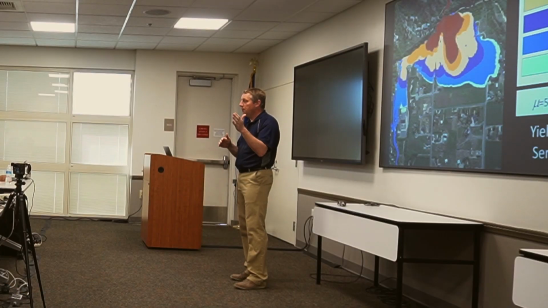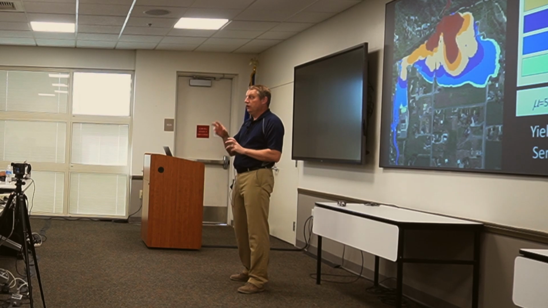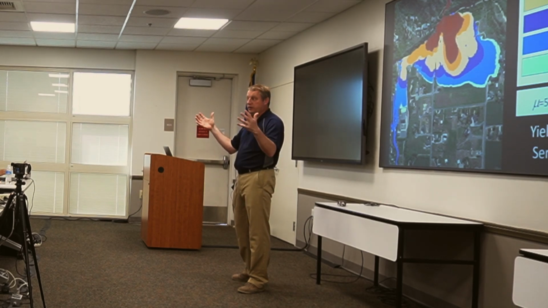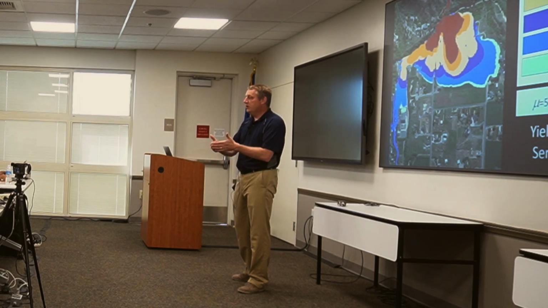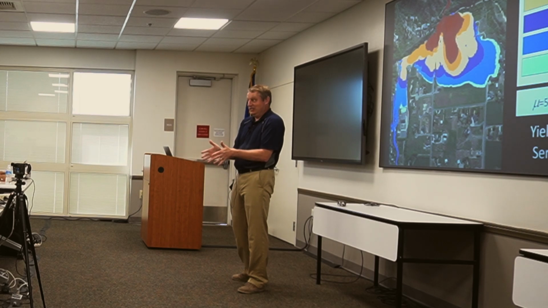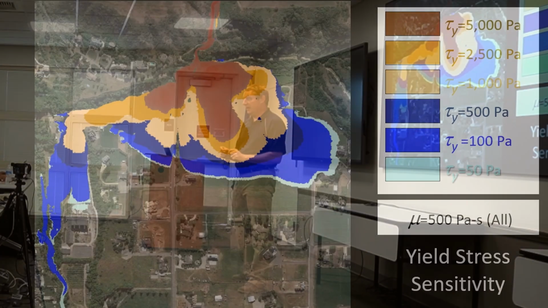You have a fixed storm, but when you add concentration to a fixed amount of water, you do two things. You add to the total volume, which will increase inundation, but you also increase the viscosity and the yield strength, which will decrease velocity and actually decrease inundation. And so it's a very complicated idea.